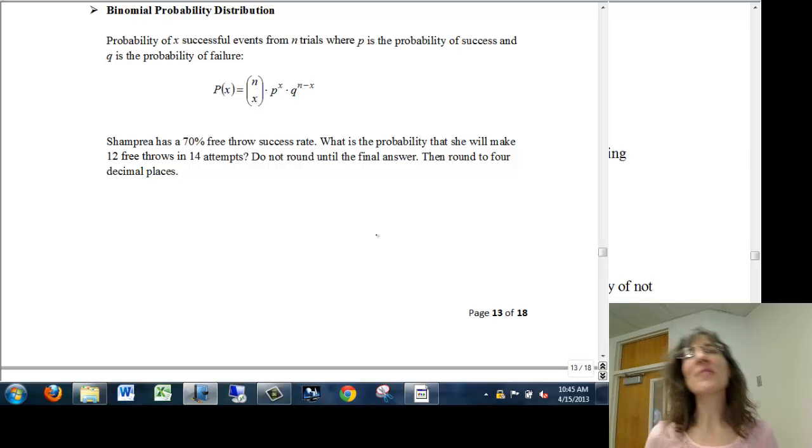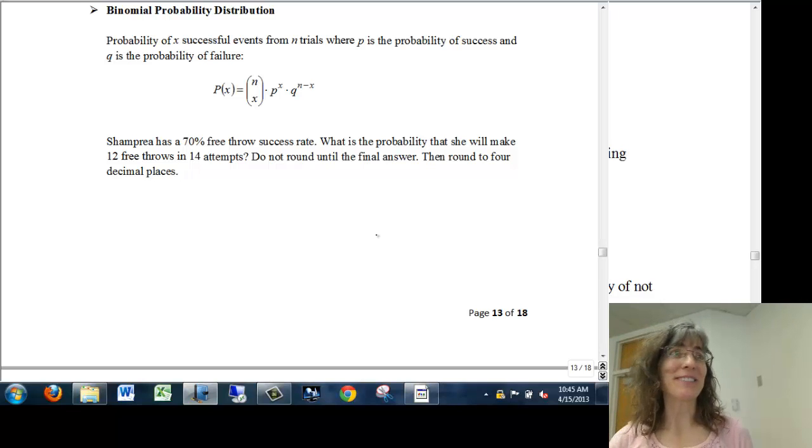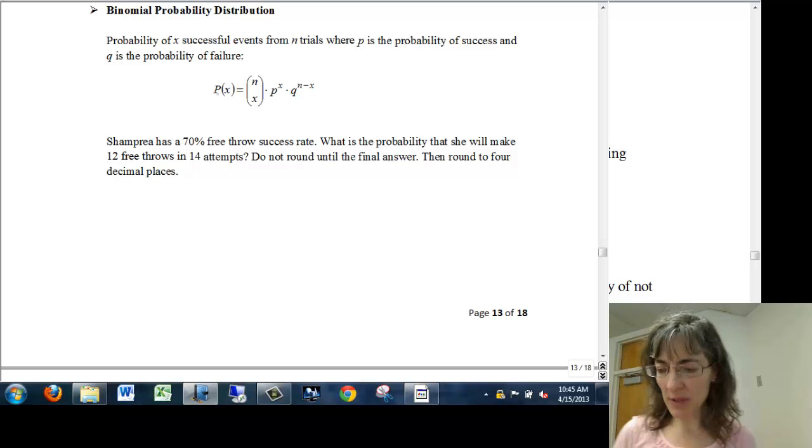All right, we have one more formula that we want to look at, and that is the binomial probability distribution. So this one's a complex formula, and I want you to focus on this because you are going to make your own example, like this example.